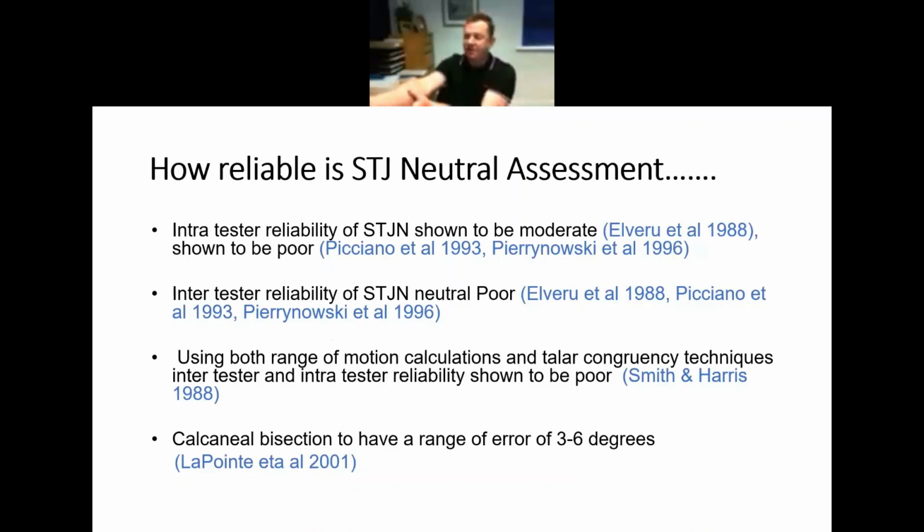But this is shown by the evidence here. So inter and intra tester reliability is not good. True. And if we're using this as the benchmark of having to decide how we position our orthosis or the heel in our orthosis, whether we should or we shouldn't, we are using measurements which are unreliable. True. Okay. And that have an error of 3 to 6 degrees.